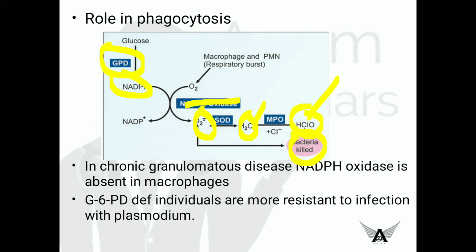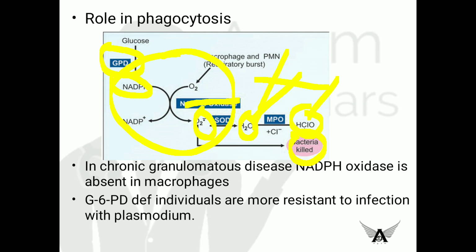Okay, next condition. G6PD deficient individuals are more resistant to infection with Plasmodium falciparum. Okay, I'll tell you about this Plasmodium falciparum. For its survival, it requires H2O2. Okay, H2O2 is important for their survival. Once this G6PD is absent, all these reactions will not take place and this H2O2 is not generated. Whenever this H2O2 is not present, they cannot survive in such individuals. So, G6PD deficient individuals are more resistant to infection with Plasmodium falciparum.